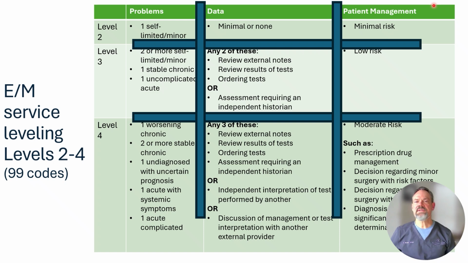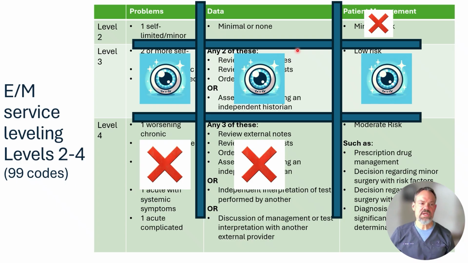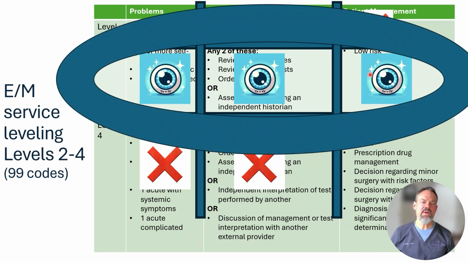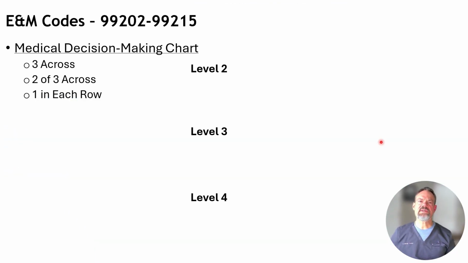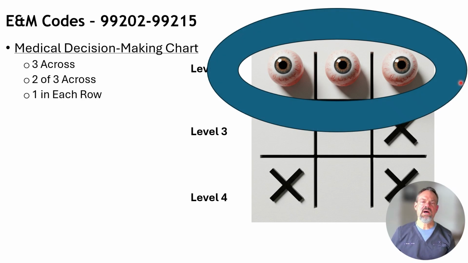And how do you win at tic-tac-toe? Well, one of the ways is if you have 3 across. So in the same way, if we achieve 3 across, if we meet this criteria and this criteria and this criteria, well, then we've achieved a level 3. So we just discussed one way of meeting that criteria is by having 3 across. And so 3 across here allows us to achieve a level 2.